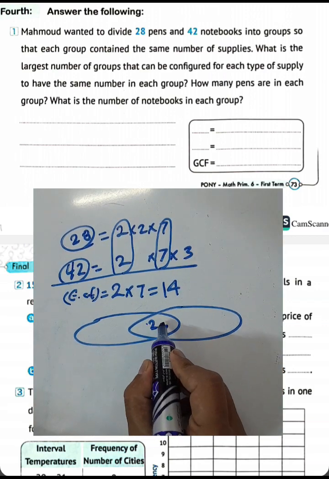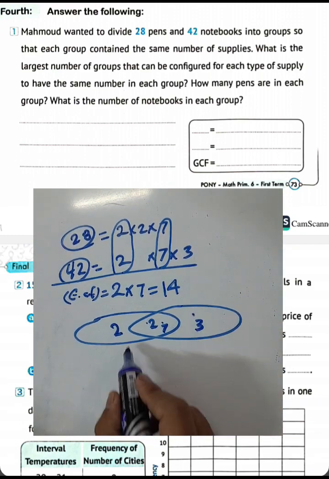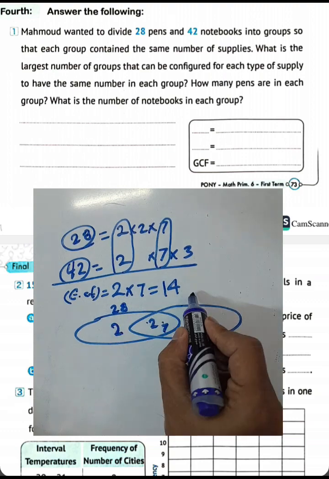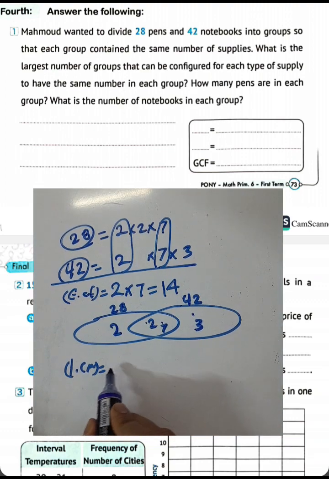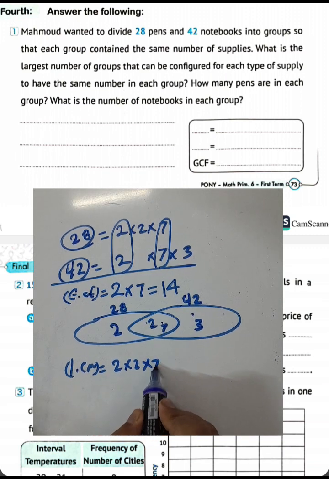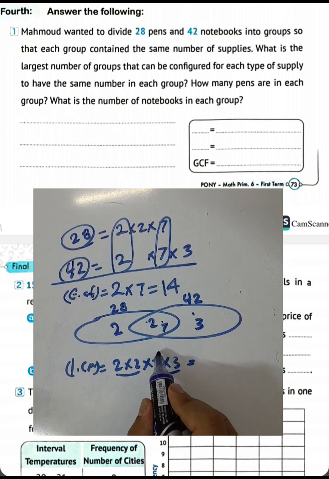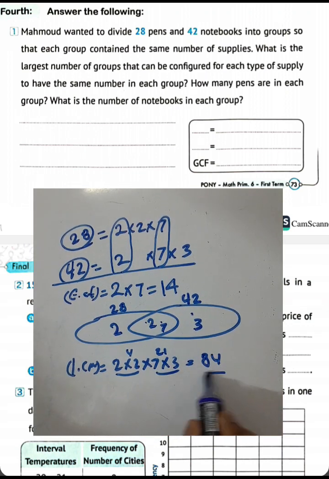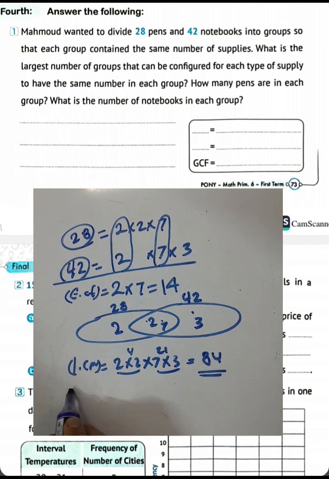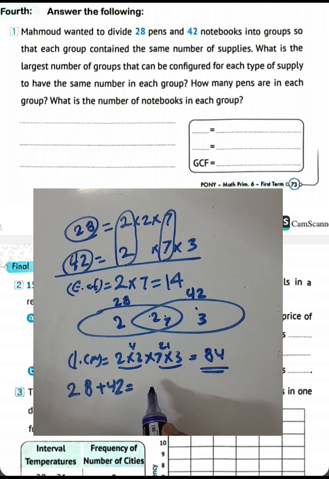So we can draw here the Venn diagram and write the common factors between them, 2 and 7, and write 2 here and 3 outside. The first number is 28 and the second number 42. And the least common multiple between two numbers: write 2 times 2 times 7 times 3. 2 times 2 is 4, and 3 times 7 is 21. Write 84.